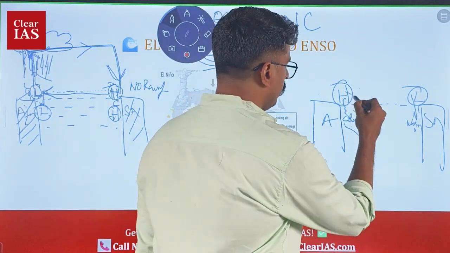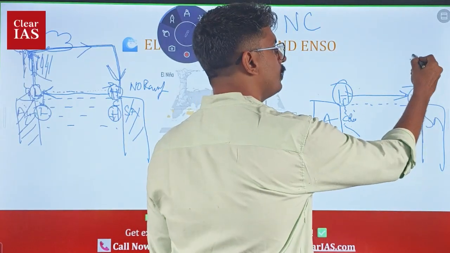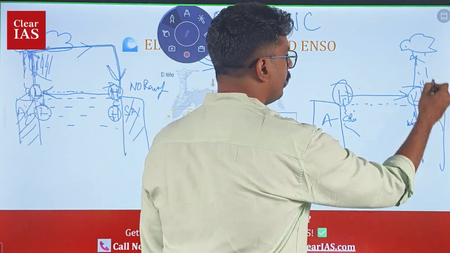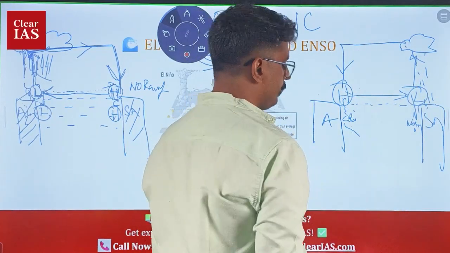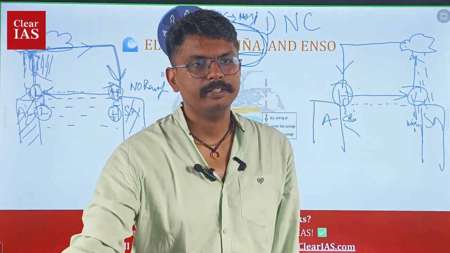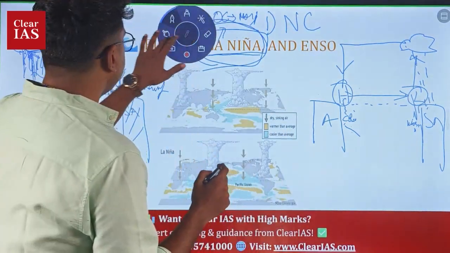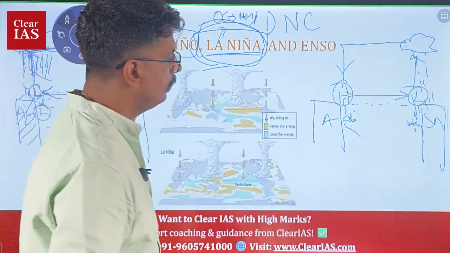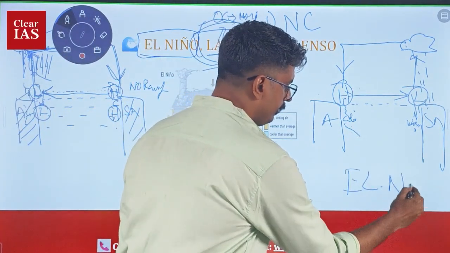That won't change. Air will start rising upwards here. Cloud formation. Rainfall in South America. Australia, no cloud formation. Wind is coming down. Dry in Australia. This condition is called as El Nino.